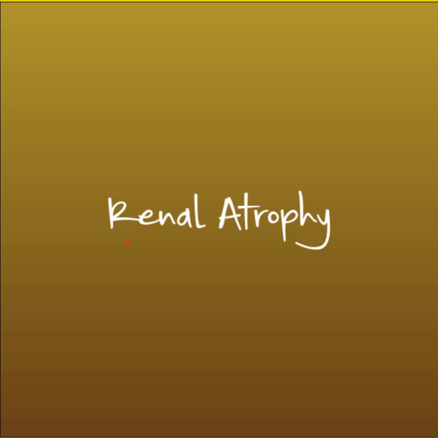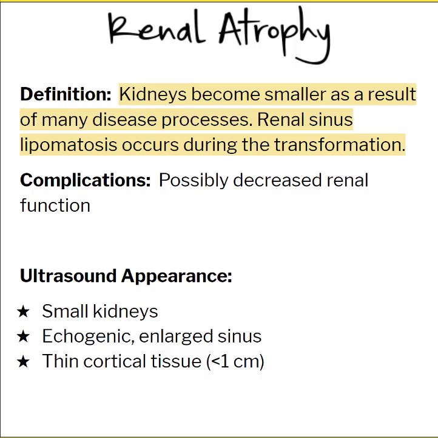Renal atrophy then is our last renal disease that we need to talk about. Renal atrophy occurs when the kidneys become smaller, and this is usually as a result of many disease processes that affect the body. We'll also see that renal sinus lipomatosis, or the increase of fat within the renal sinus, occurs during this transformation. The problem with renal atrophy is that the kidney is no longer functioning very well, and so we'll start to see that in their labs that the kidney is not functioning.